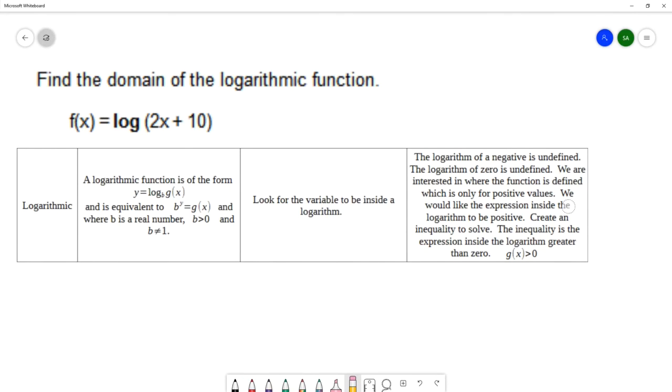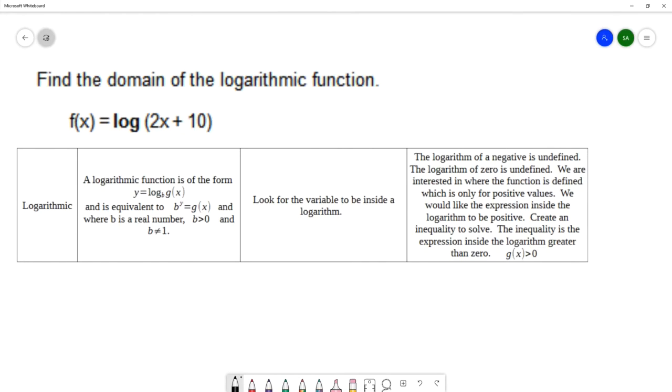This last paragraph that you see over here is talking about how we can find the domain of a logarithm. The logarithm of a negative number is going to be undefined. We can talk about that in detail in a second. The logarithm of 0 is undefined. And we're interested in finding where the function is defined, and that is only for positive values. We would like the expression inside the logarithm to be positive. So in order to find the domain, we would create an inequality to solve. And that inequality is the expression inside the logarithm greater than 0. So that's how we guarantee that the expression inside the logarithm is positive. So if we're able to create this inequality and solve it, that will give us the domain.